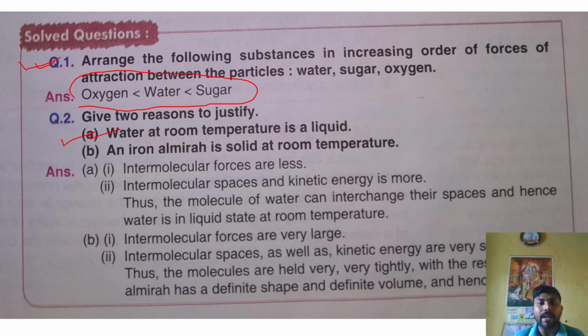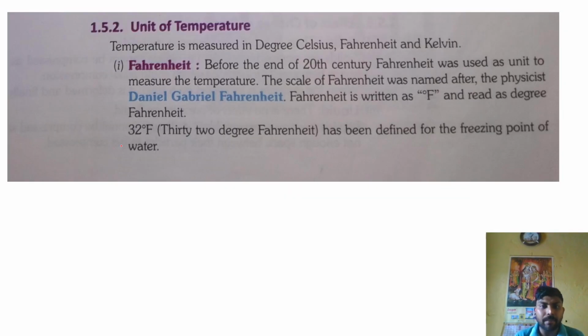Now we are moving back to today's topic, that is the different units, or scales, of temperature. Generally we use three temperature scales. Number one is degree Celsius, number two is the Fahrenheit scale, and number three is the Kelvin scale. So we are starting from the Fahrenheit scale. The Fahrenheit scale was first introduced by Daniel Fahrenheit and it is denoted by the degree Fahrenheit symbol.